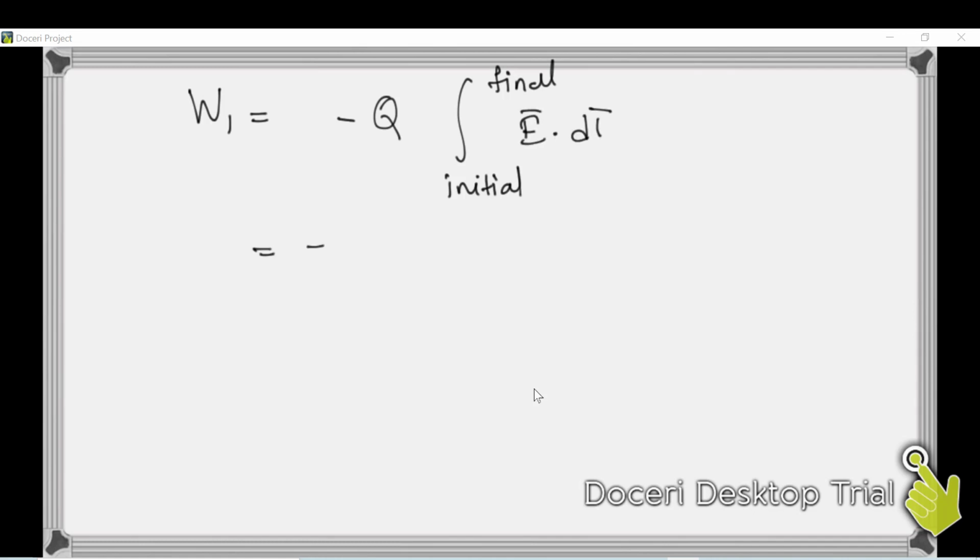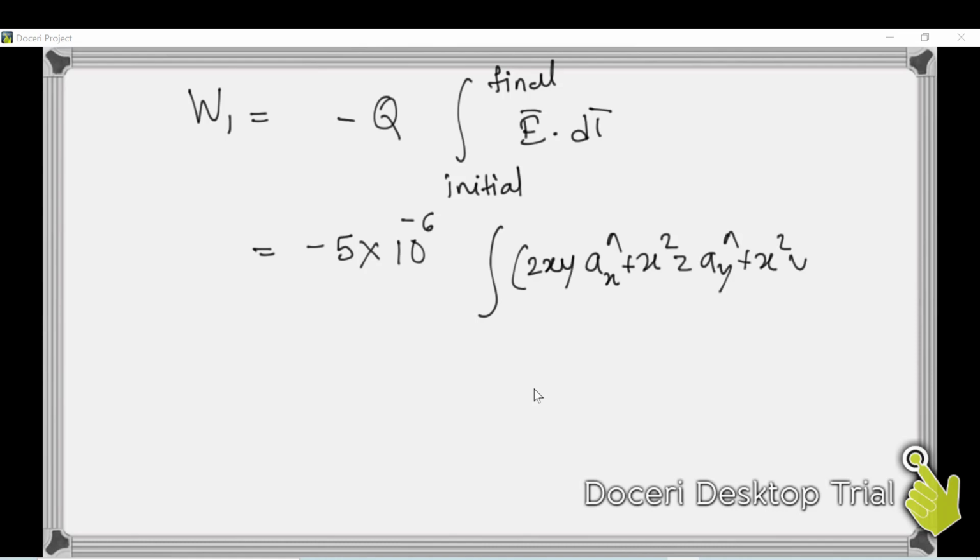So 5 into 10 raised to minus 6 microcoulomb, it is given. Initial path, what is E given? The complete equation you have to write: 2xy x cap plus x square z ay cap plus x square y az cap. Dot is very important. What is dl for the first path, W1? It is only dx ax cap.